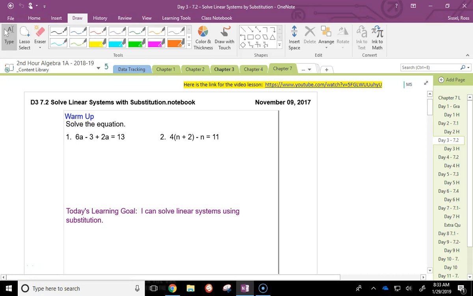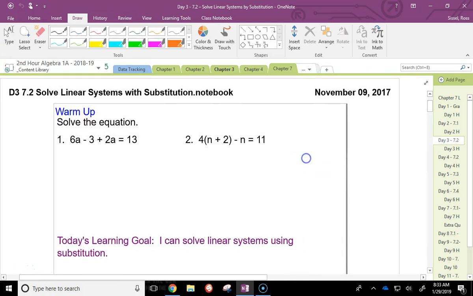Alright, so first thing, solving the equations. Anyone brave enough to come up to the board and show me how they did the warm-up number 1? Alright, Caitlin, let's see what you got.